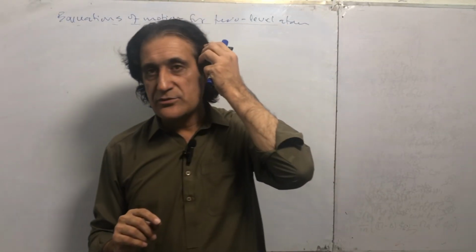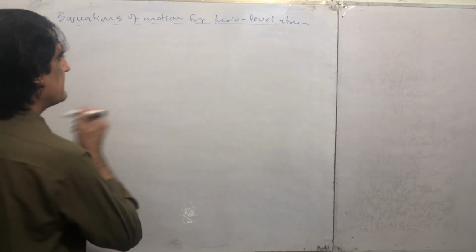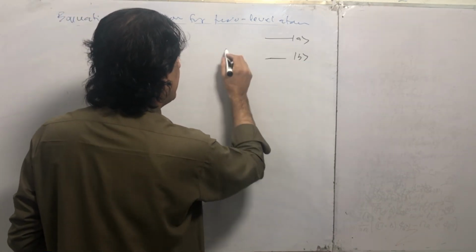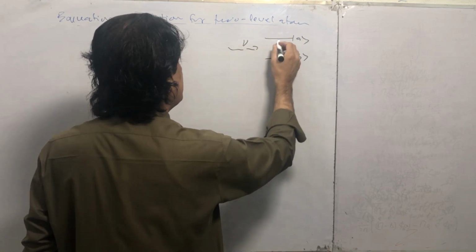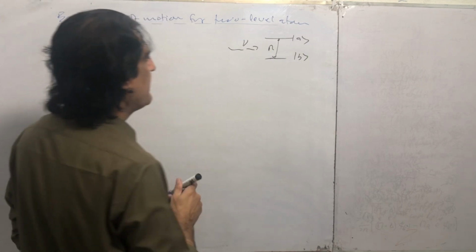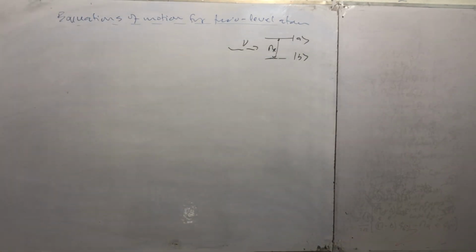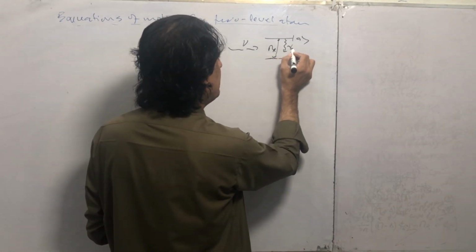Here, I would like to find the equation of motion for a two-level atom. Let's consider we have a two-level atom and a field is interacting with this level, and we have some Ω_R, the Rabi frequency. Then, the decay from this level to this is γ_AB.